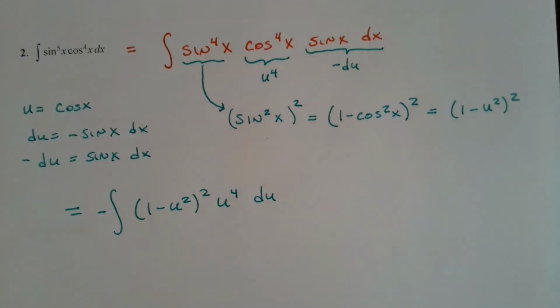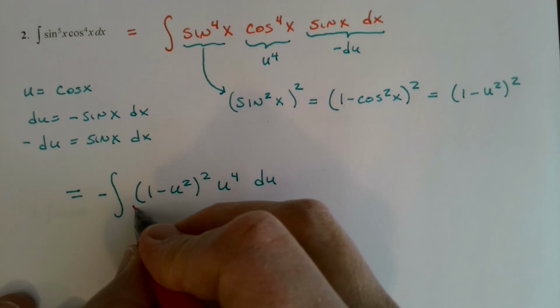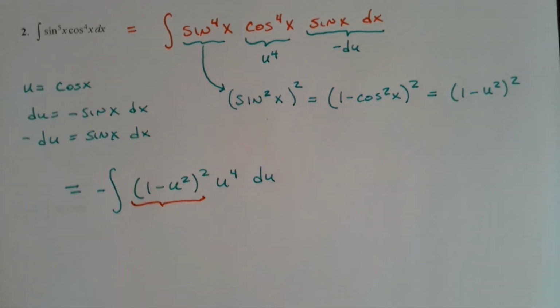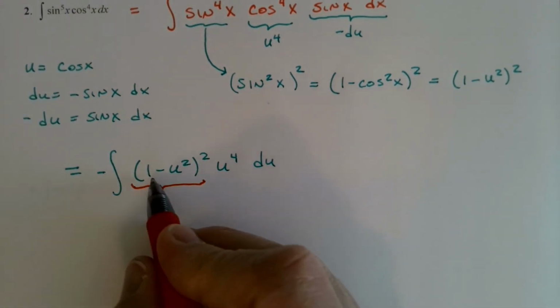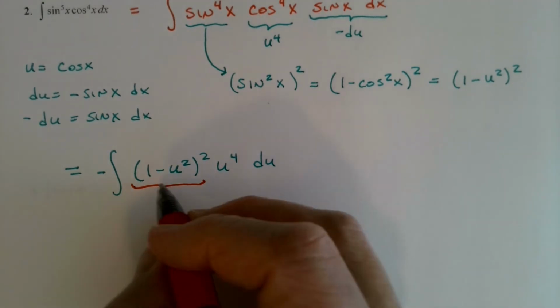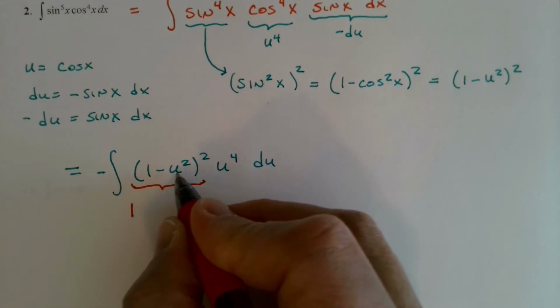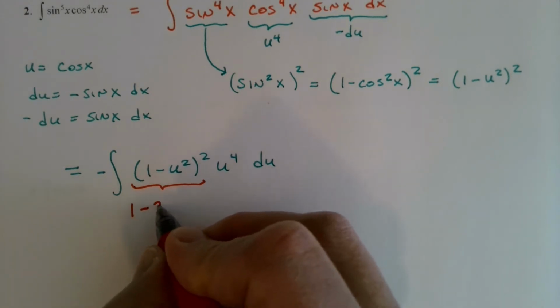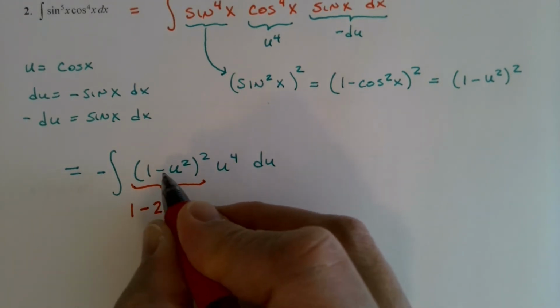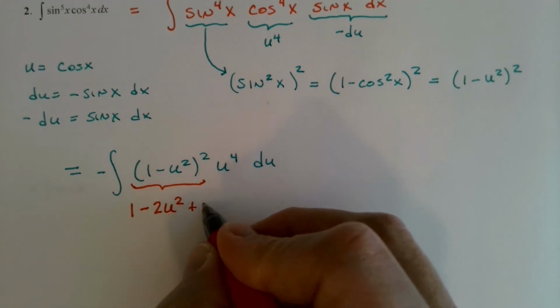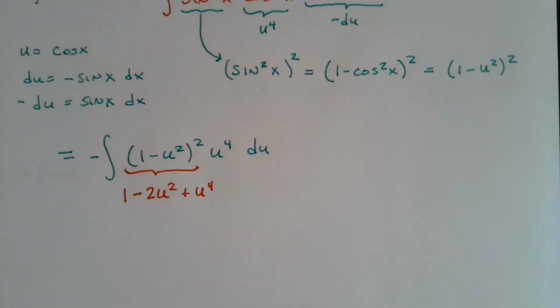Okay, so I've got some work to do. Let me expand. I have to expand this out. So this will take a little bit. Remember how we expand this out. It's 1 minus u squared times 1 minus u squared. So it becomes 1 times 1 is 1. The inner and outer is negative u squared, so it's a negative 2 u squared. And then negative u squared times negative u squared is positive u to the fourth.